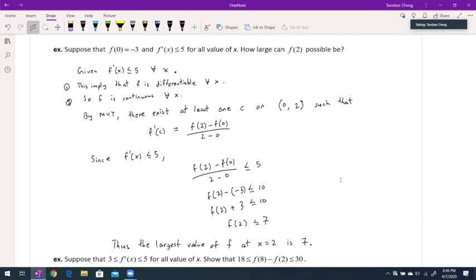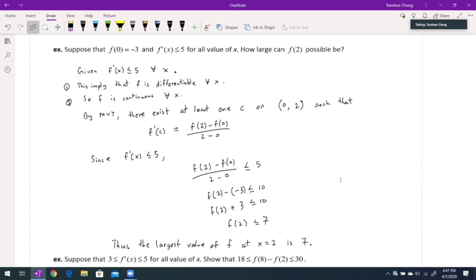So here's the next example. This will be a little more abstract, because it gives all these different givens and never tells you what the actual function is, and we need to apply the mean value theorem that we just learned. Suppose that f of 0 is -3, and the derivative f prime of x is always less than 5 for all values of x.